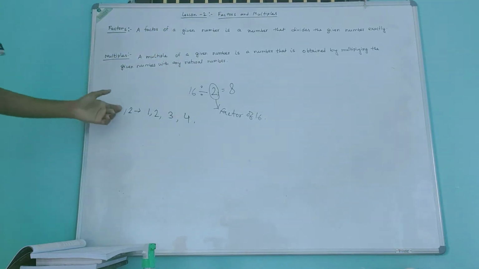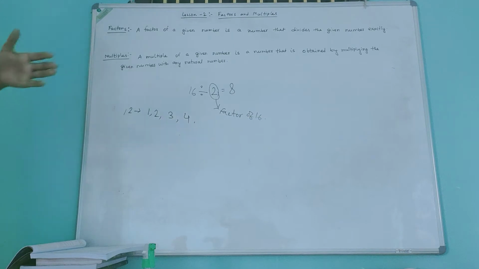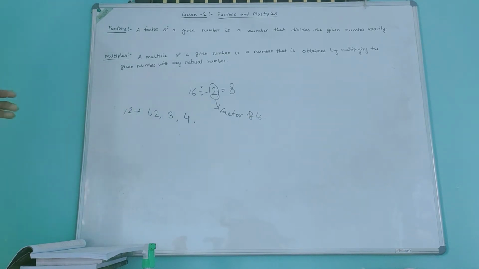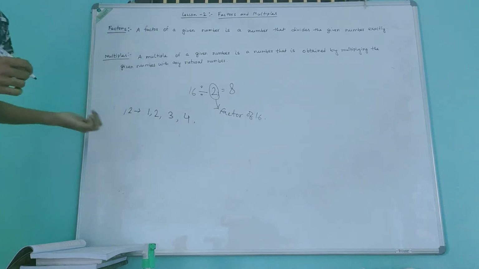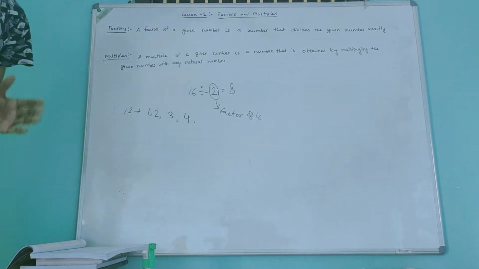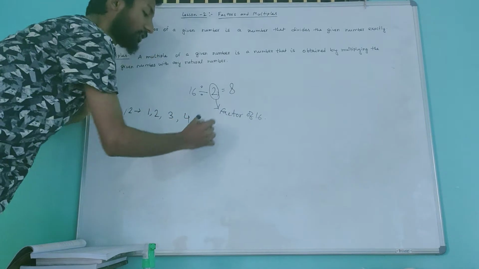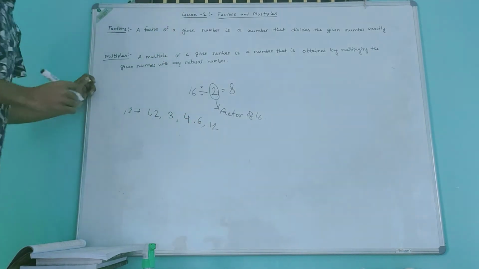If we divide 12 by 5, we will not get an exact answer. That means there will be some remainder. That means we can write that 5 is not a factor. So 6 is also a factor, as well as 12.